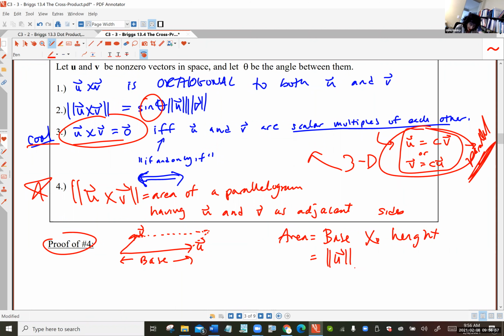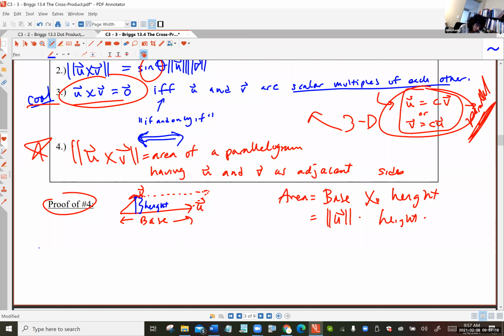Fine. Times the height. Well, what's the height? It's not the magnitude of v, okay? Here's the height of the parallelogram. You may have seen this in a geometry class. If you drop a perpendicular from the tip of v down to the base, this right here is your height. So what the heck is that? Let's do a little bit of scratch over here to try to get the height.